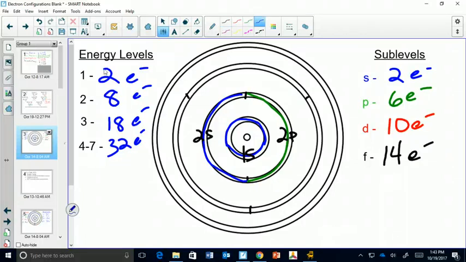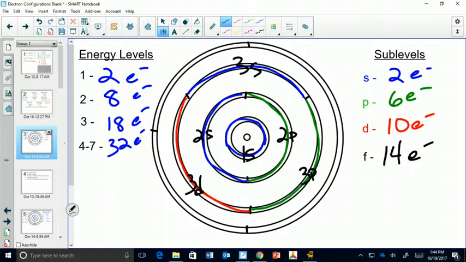Stay with me, guys. An S, a P, and for the first time, a D. Right? And this is my 3s and my 3p and my 3d. And you see where we're going next, right, friends?